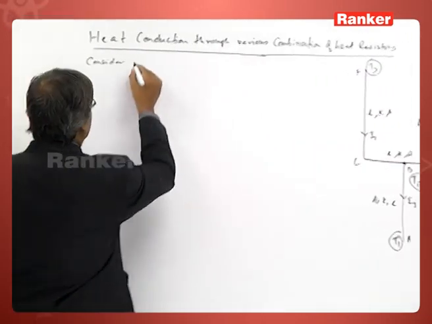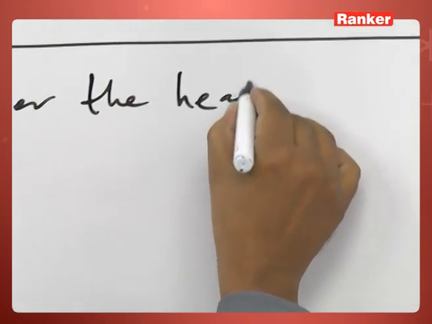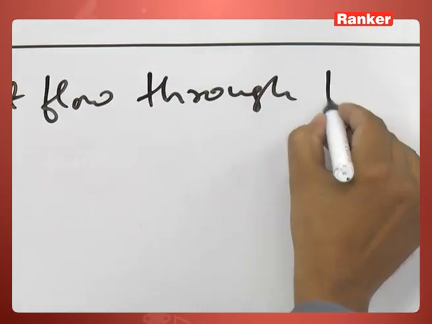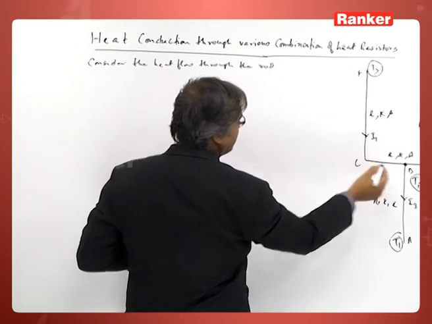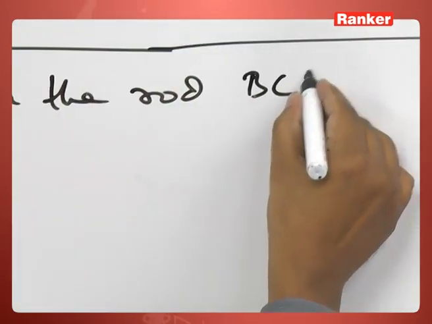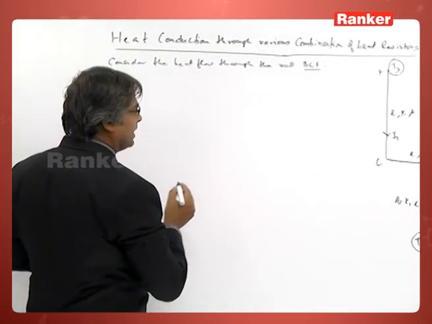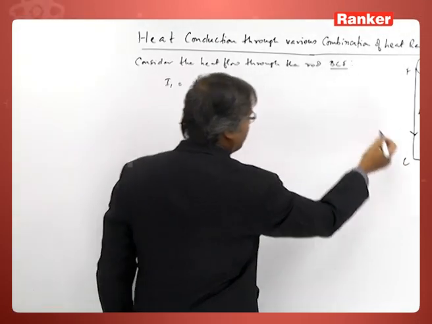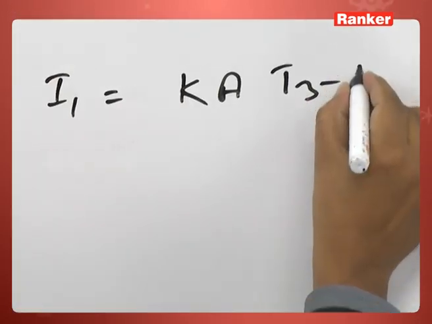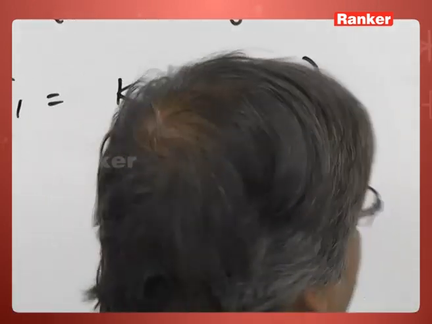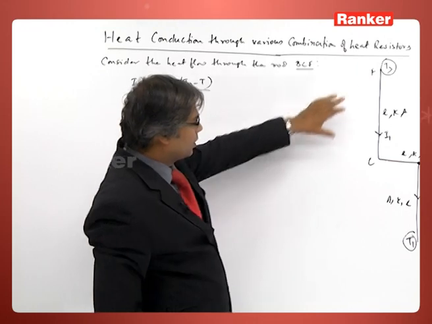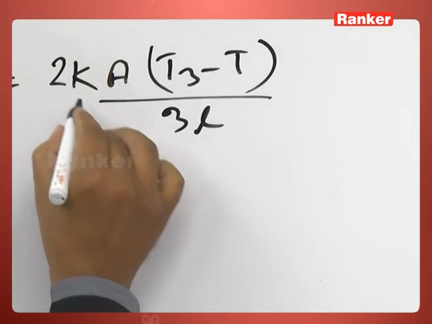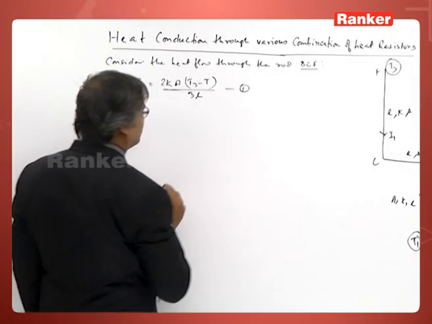So, what we do? Consider the steady state heat flow through the rod BCF. The heat current I1 is given by conductivity K, A into the temperature difference, that is T3 minus, suppose I say TB is T, divided by the length. Total length is L plus L by 2, that is 3L by 2. This is equation number 1.